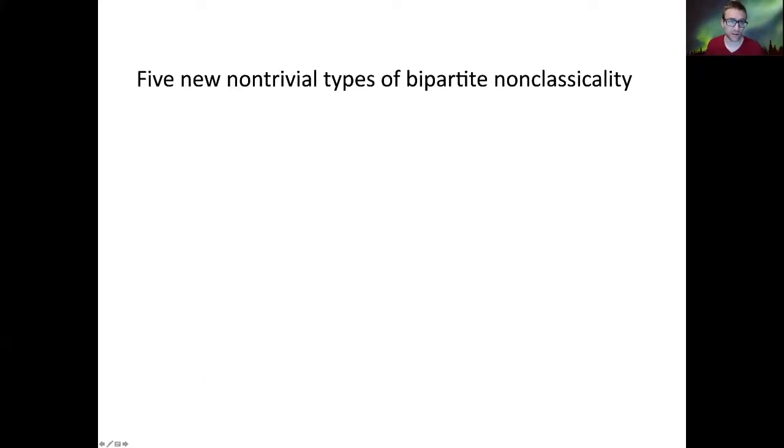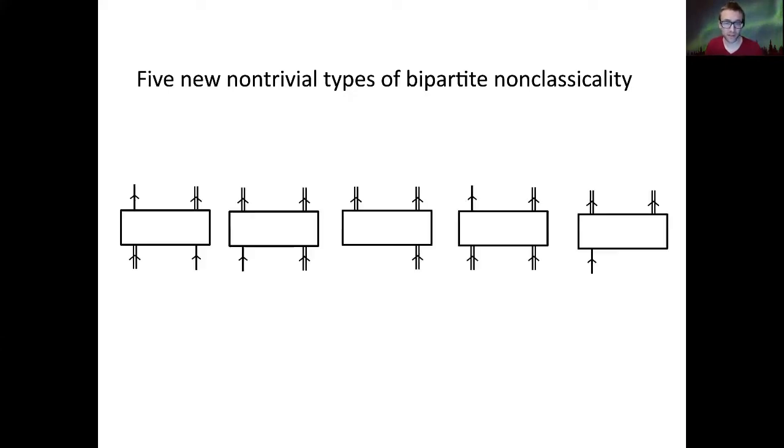And the answer is no. There are 5 new non-trivial types of bipartite non-classicality that, to my knowledge, no one has studied before. So here's what they look like. And this raises an interesting open question. Do any of these have any deep foundational significance, like entanglement, non-locality, and so on? Or perhaps are they connected to some operational tasks, like quantum information processing protocols? I'm not sure yet.